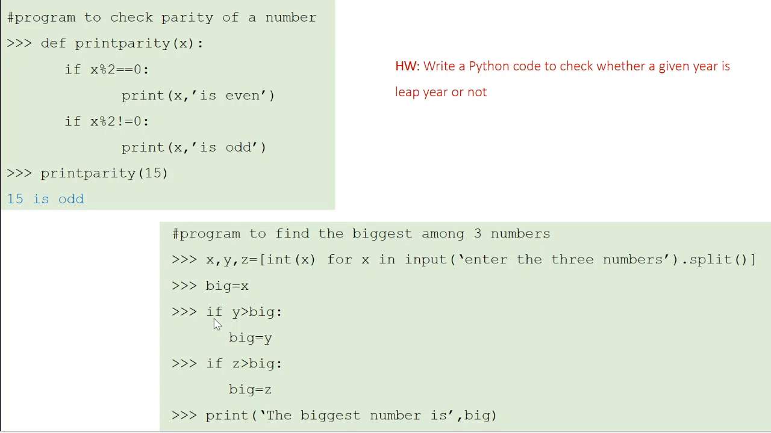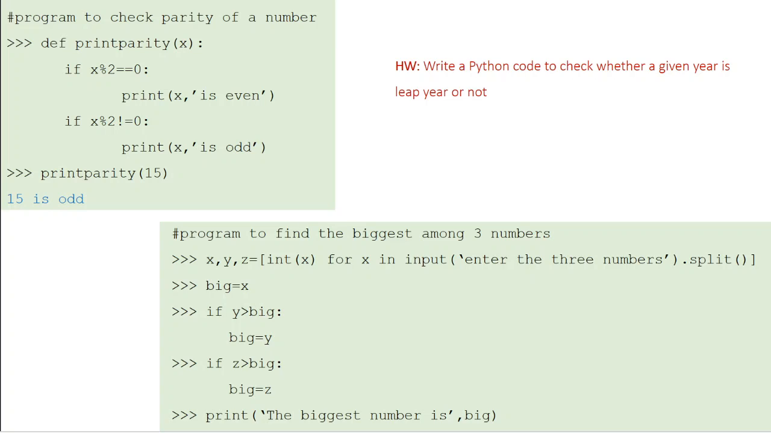So next statement, if y greater than big. So I am checking whether the value of y is greater than x. If true, if y is indeed greater than x, now big equal to y. So y is the bigger number.